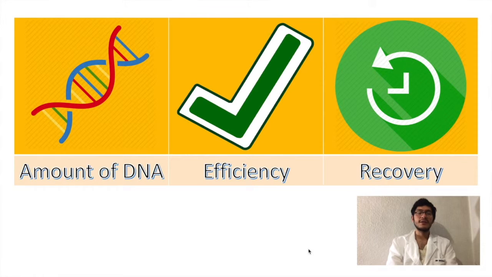And the next one is the recovery time. Regardless of which method of transformation is used, outgrowth of bacteria following transformation allows repair of the bacterial surface and selection of recombinant cells if the newly acquired DNA conveys antibiotic resistance to the transformed cells.